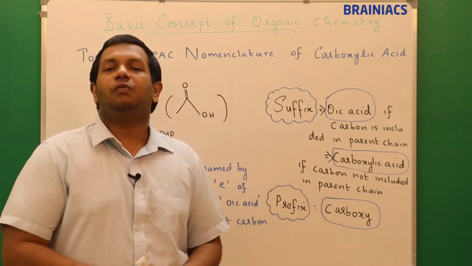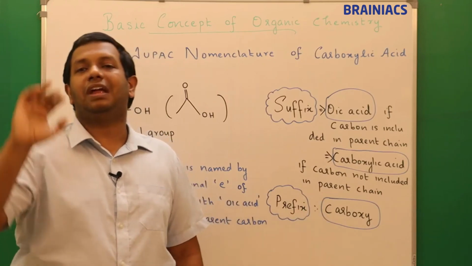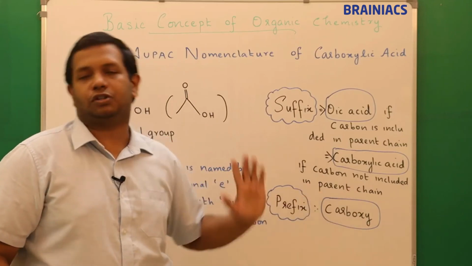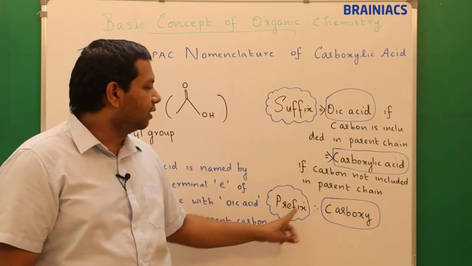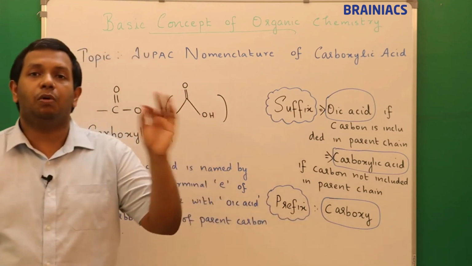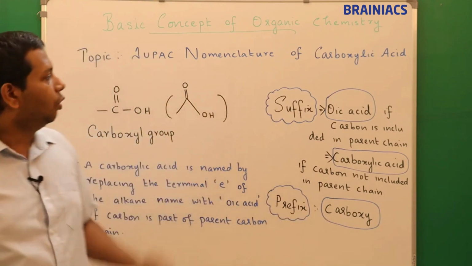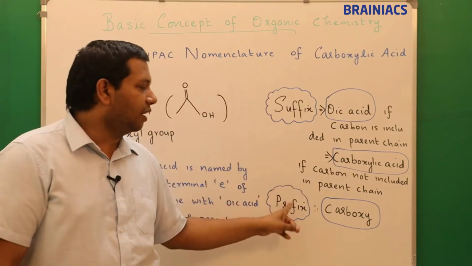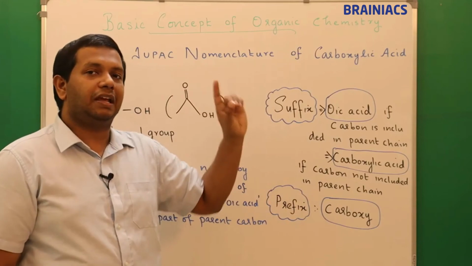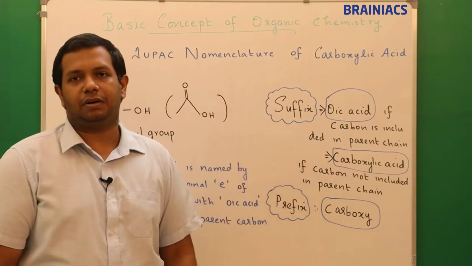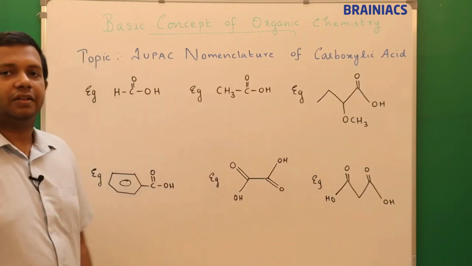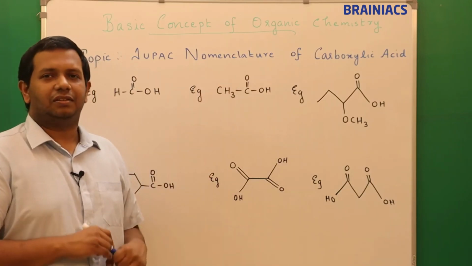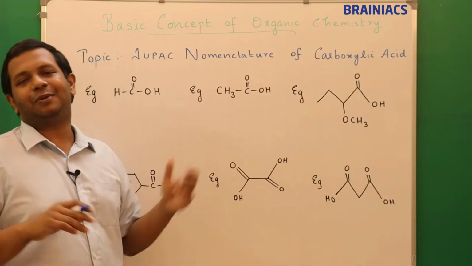What is a prefix? Whenever the functional group behaves like a substituent, we use the prefix of that corresponding functional group. So for carboxylic acid, the prefix is what? Carboxy. Now we will go to different examples, and at that point I will also explain that miscellaneous rule and the example. Now we will see the examples that come under carboxylic acid. I will start with simple examples, then go complex.